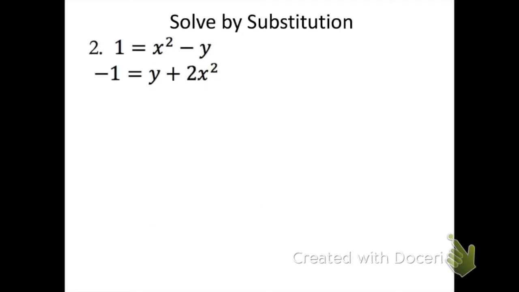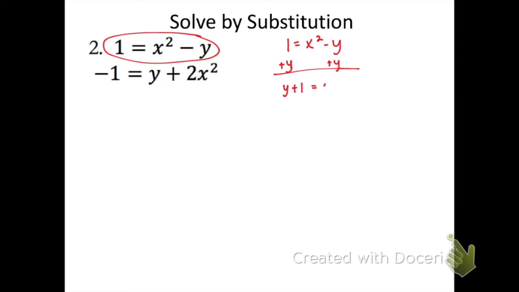For the next example, we're going to solve using substitution. So recall that means that we're going to solve for one variable, and in this case we're going to solve for y. And then we're going to plug it into the other equation and solve for x. So let's start by taking the top equation, and we're going to solve it for y. I'm going to add the y to the other side, and then subtract the 1 over. Some of you can probably do that in your head, and that's great. You don't have to show the work for that.